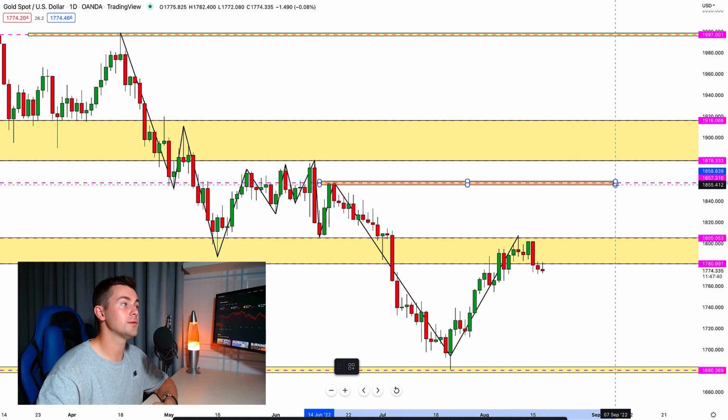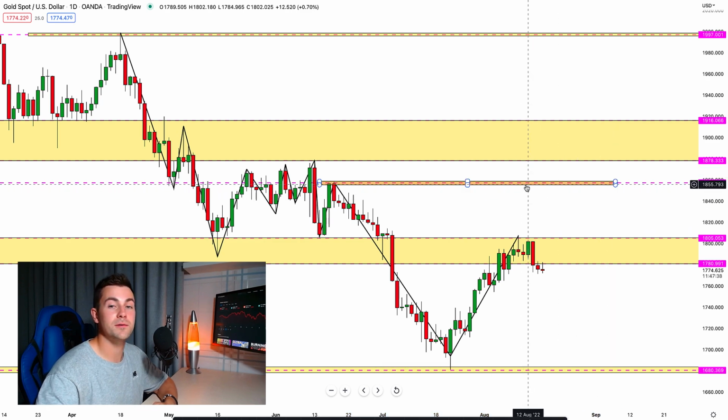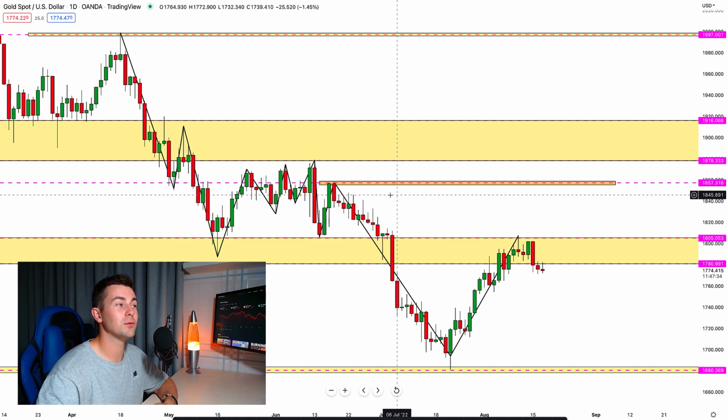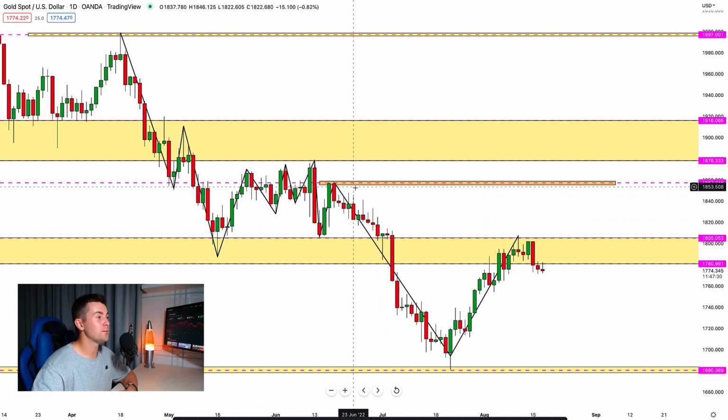By the way, you can see that now our boxes are orange. Yes, let's underline daily levels with orange color. So that is the first strong resistance that we spotted on a daily time frame.